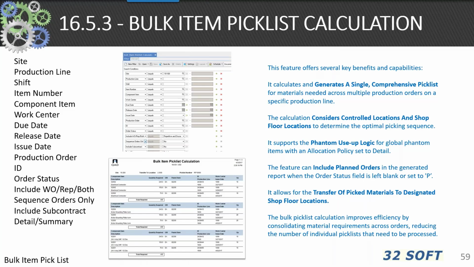The 16.5.3 bulk pick list calculation, the QAD, is a feature that offers several benefits to create a single and comprehensive pick list for materials across production orders for a production line, considers controlled and shop floor locations to consider the optimal sequence. It uses the phantom use-up logic, and as I mentioned, it can include planned orders that are set to P.